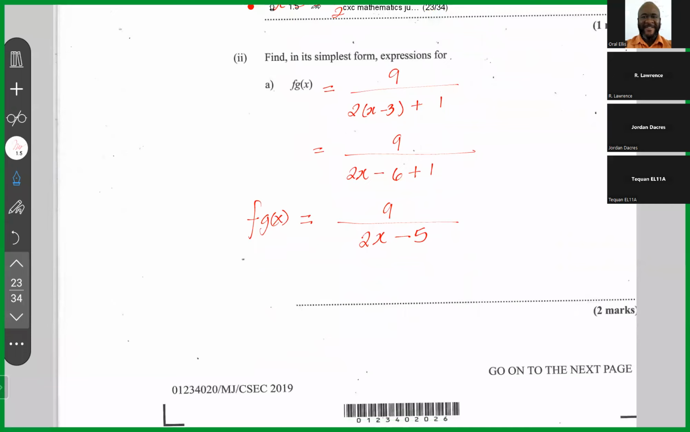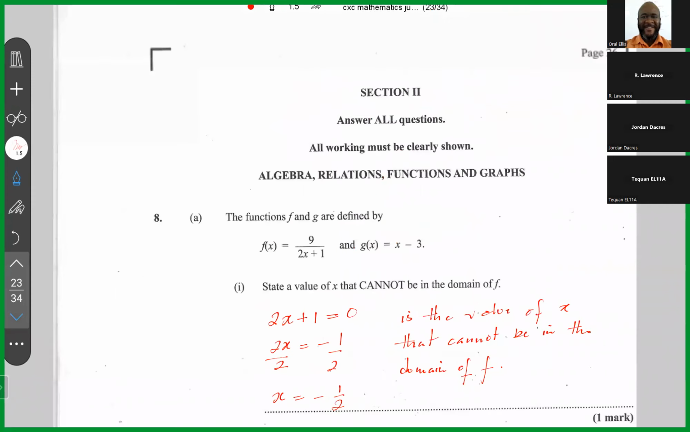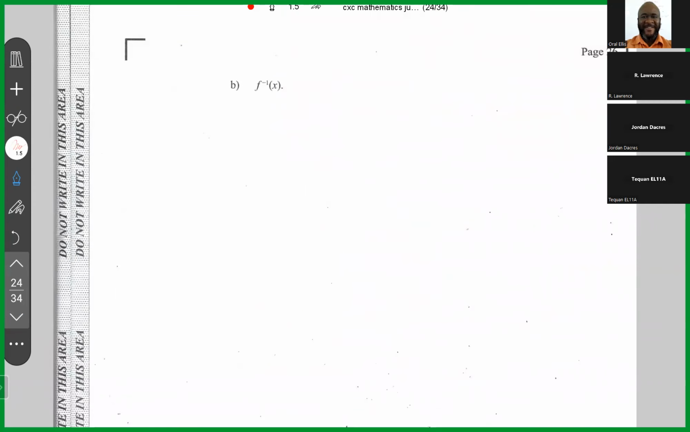Next, we're asked to determine an expression for f inverse of x. So f of x, let's write it again. I think it's 9 over 2x plus 1. Now, finding the inverse of a function is a 4-step process. So let's go through our 4 steps. Step 1, take out f of x and put y.